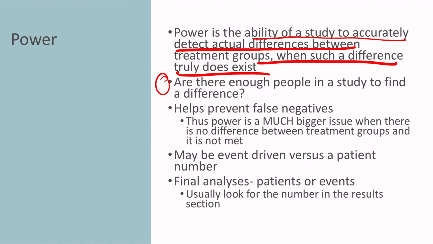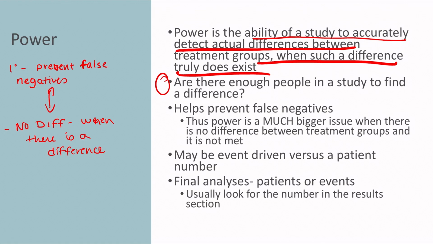So, the primary thing we use power for is to prevent false negatives. By false negatives, I mean that we say there's no difference between groups when there really was one. So for this reason, and just think about this for a minute, the time that power is most important, or is going to have the biggest effect on your study, is whenever you don't find a difference.